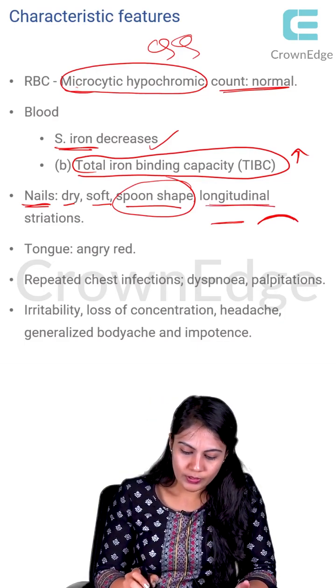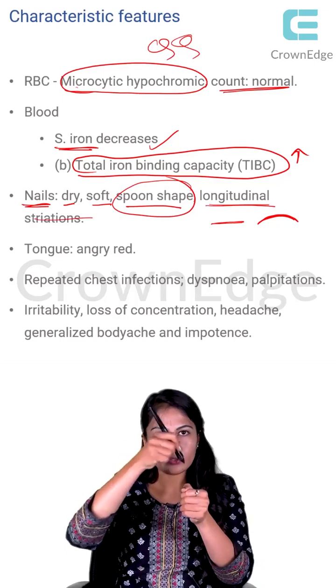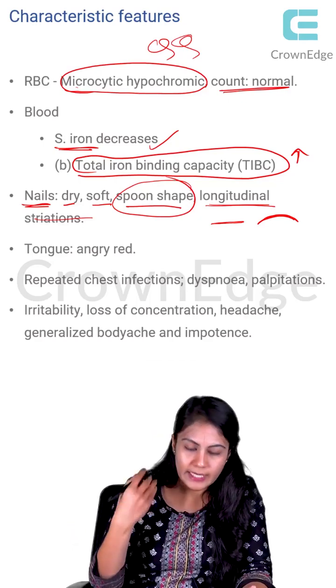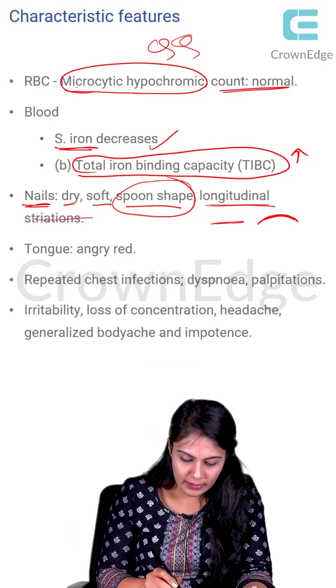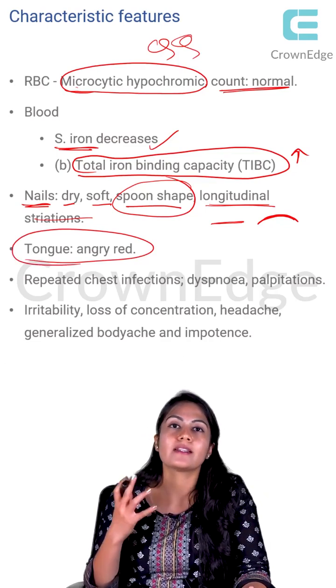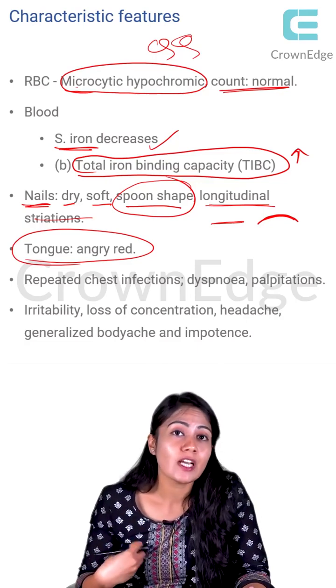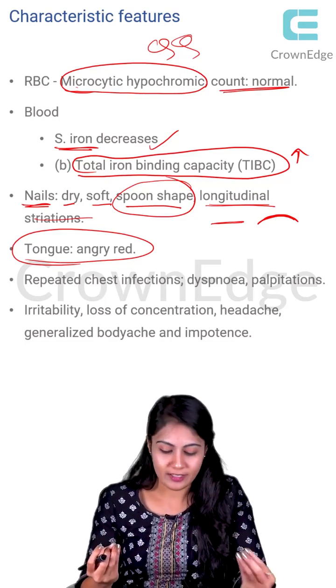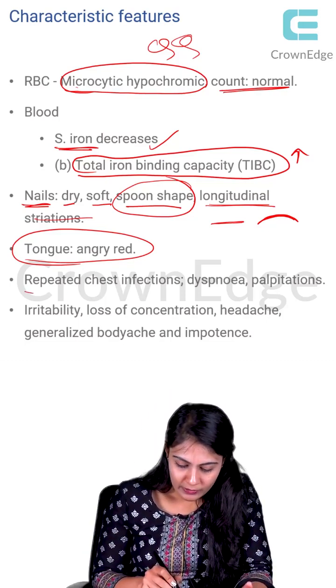And longitudinal striation. In the nails, you are going to have longitudinal striation, which is indicating iron deficiency anemia. And the tongue is angry red. Why? Because it is not getting sufficient iron, and that's why it looks a very, very angry red color, right? Repeated chest infection.